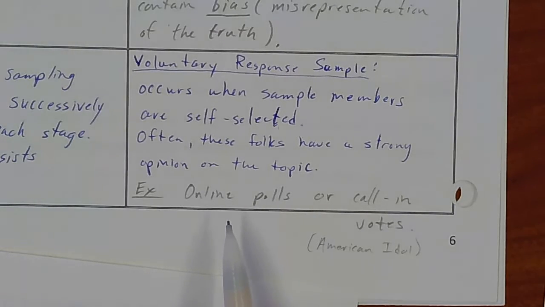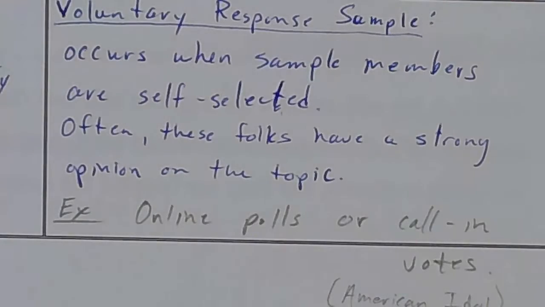Are you in favor of this new tax hike? Some people are like, I'm okay with it. They're not going to call in. People that are ticked off about the tax hike will call in. Does that make sense? They want to pick up the phone. So they're usually skewed one way or the other. Okay? They're biased one way or the other.